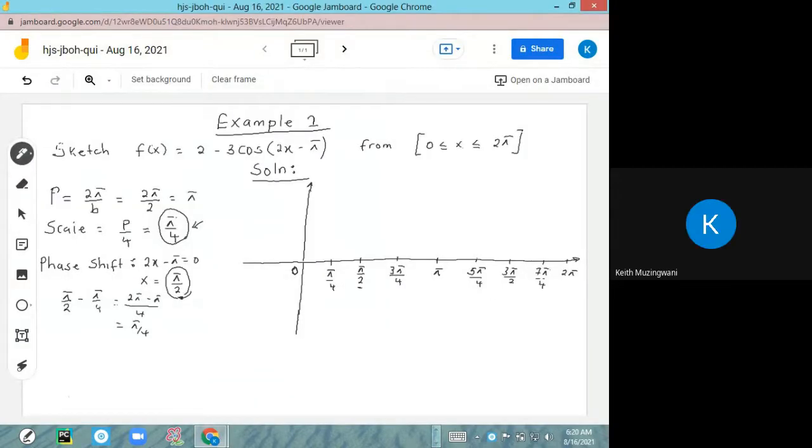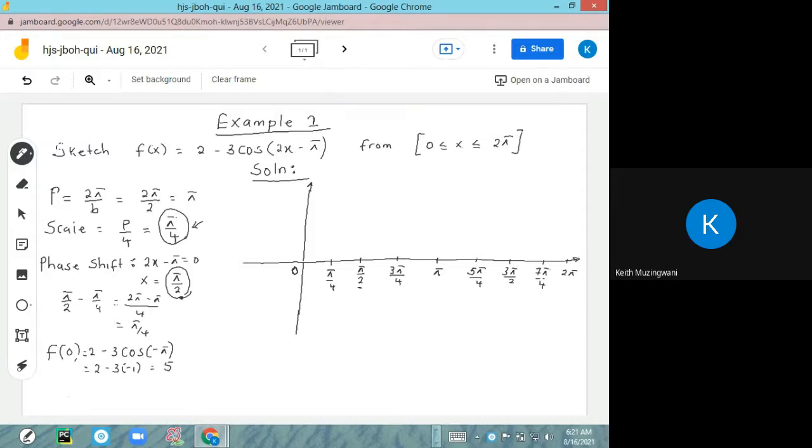Okay, so now let's go to f and substitute 0. So we'll have 2 minus 3 cos negative pi. You understand that when x is 0, 2 times 0 becomes 0. So we have cos negative pi. Now cos negative pi is the same as cos pi, and this is giving us negative 1. So we have 2 minus 3 by negative 1 giving us 5.